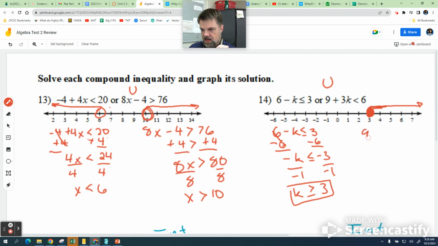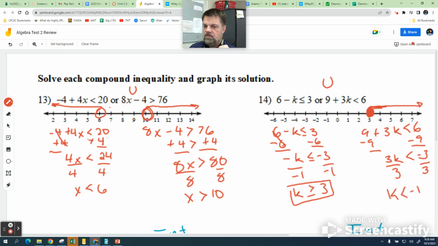Let's do the next one. 9 plus 3k is less than 6. I'm going to subtract 9 from both sides, and I get 3k is less than -3. Divide by 3, divide by 3, and I get k is less than -1. Open circle at 1, and any value less than that. So it's just like I said, union or goes this way, right?